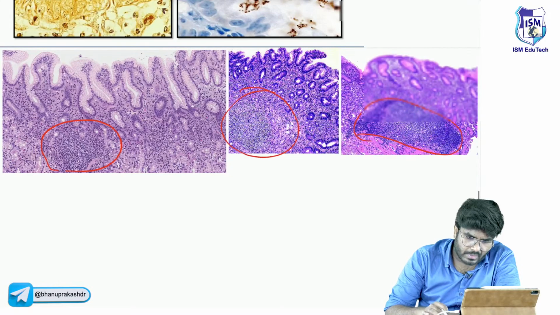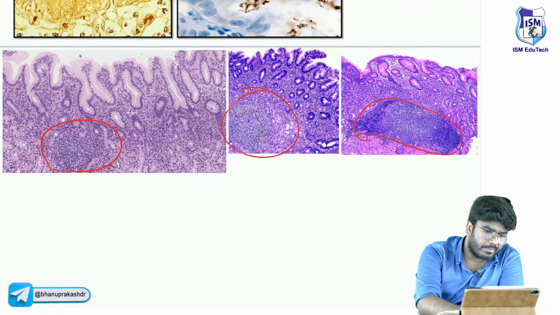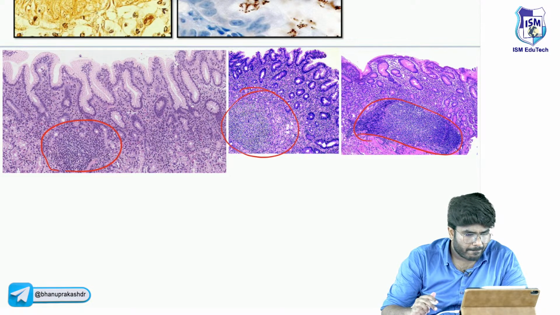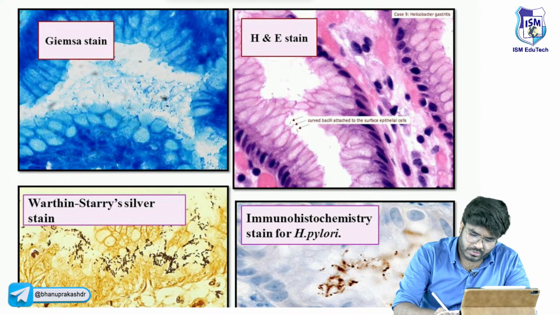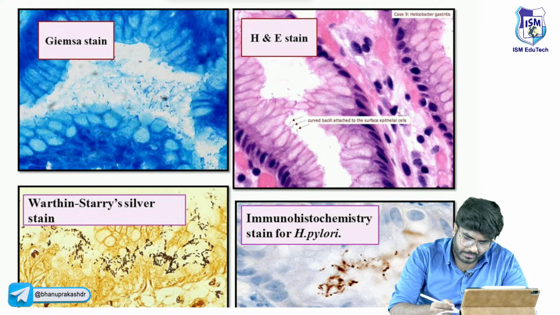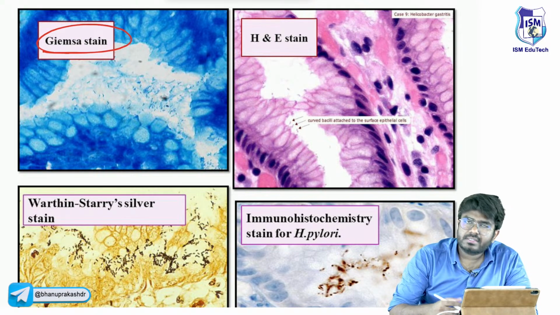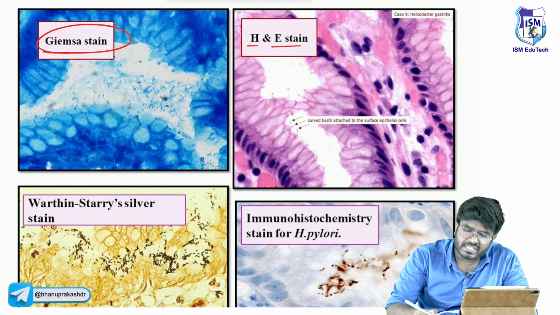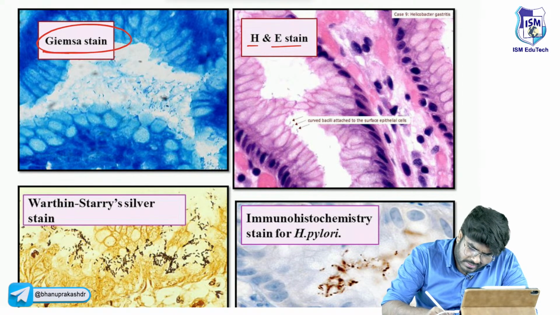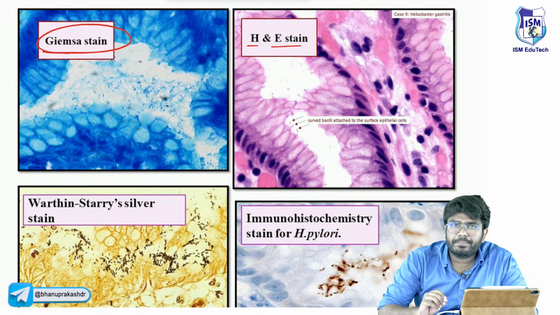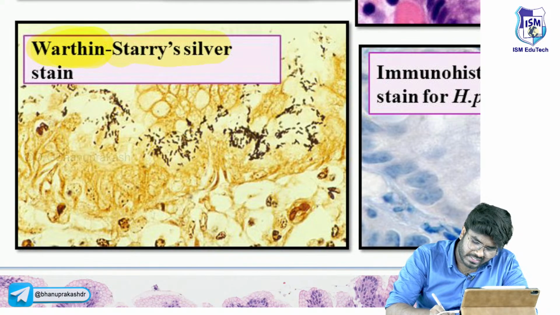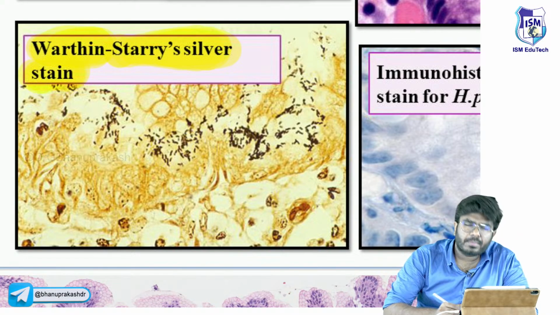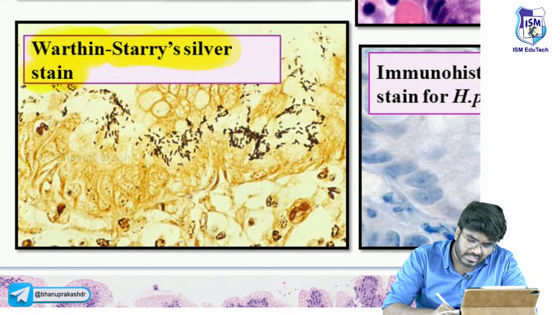Okay, and what else do you need to know? What are the stains which are used to identify Helicobacter pylori? Giemsa stain can be used, and normal H&E stain, hematoxylin and eosin, can be used. But the important stain which is asked in the exam is the Warthin-Starry stain, which is a silver stain. You can use silver stains and non-silver stains also, but Warthin-Starry is a silver stain.